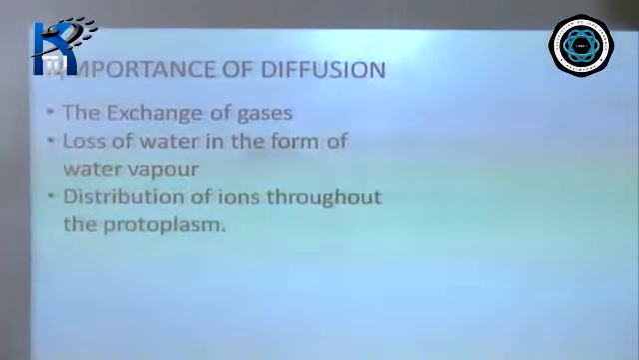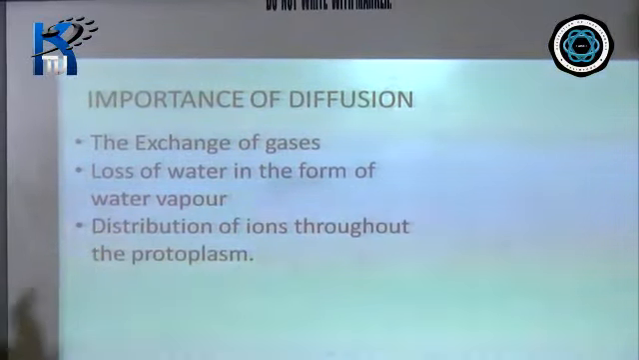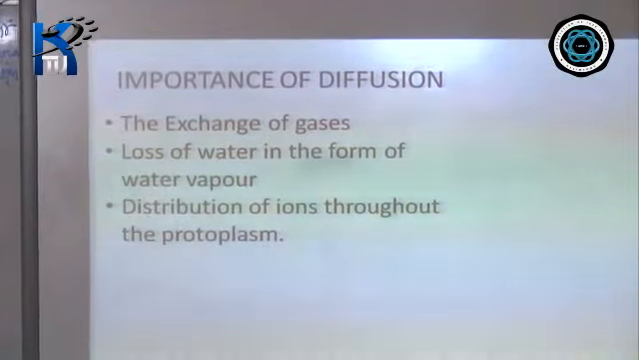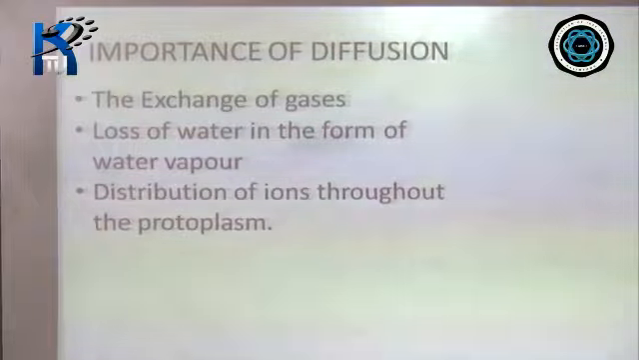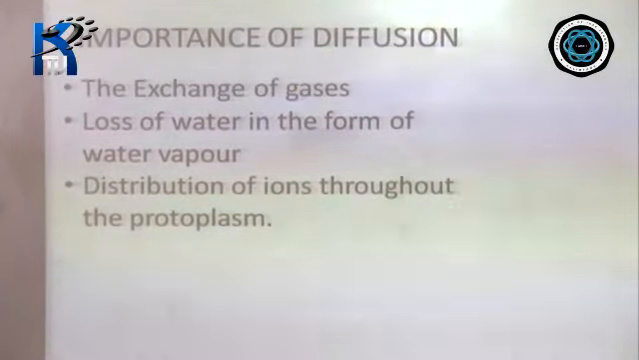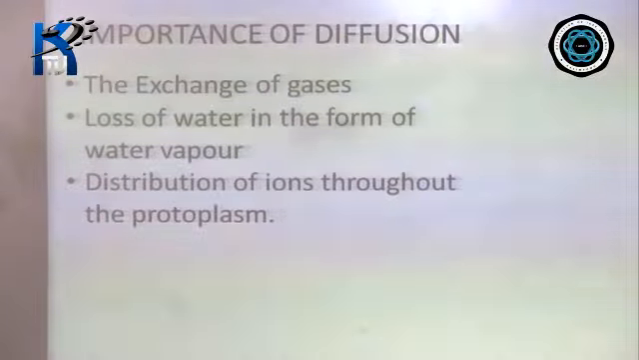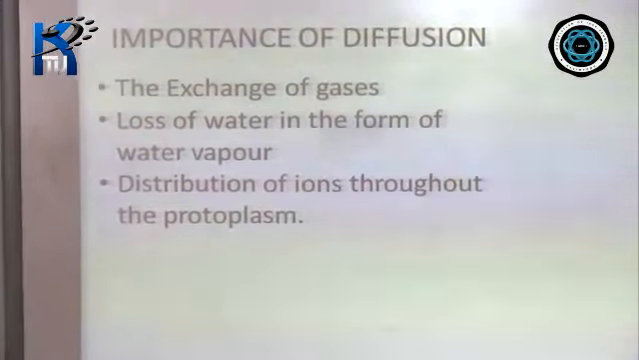Now, what is the importance of diffusion? We already came across what diffusion is. It is one of the processes by which the plant absorbs water and minerals. Overall, we will be coming across how each of these processes is involved in the absorption of water and minerals. Number one is the importance of diffusion in plant physiological activity.